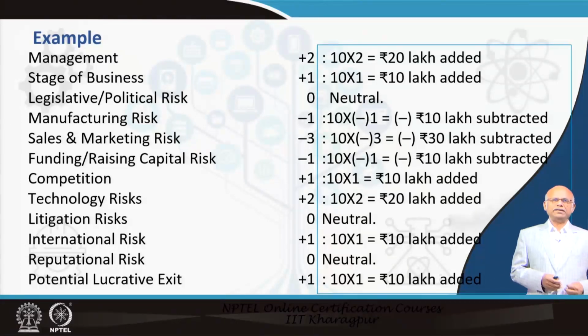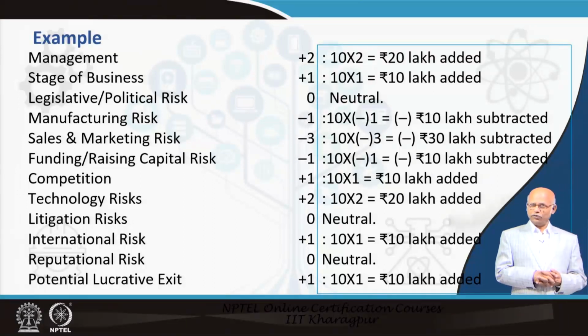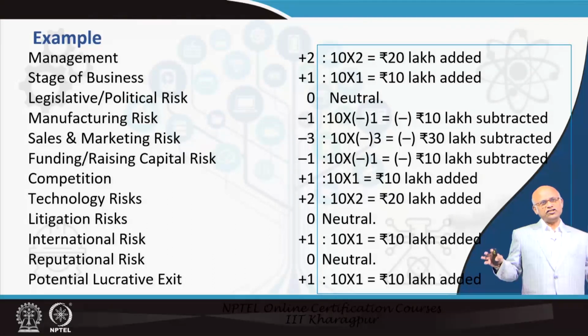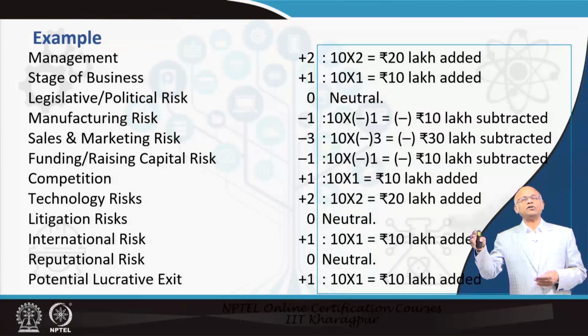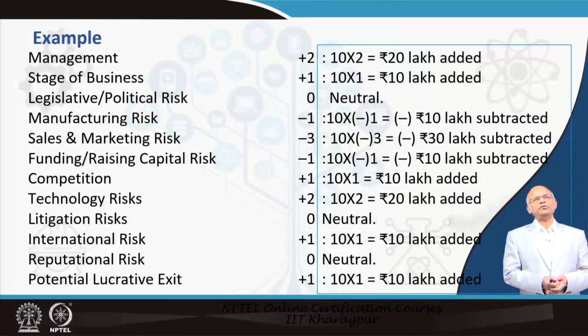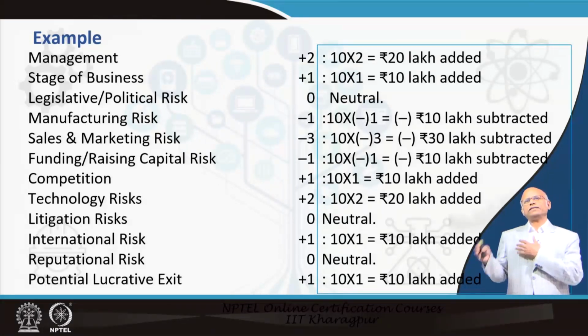Now, look at this example. Say for a particular company you think that management is doing quite good, meaning they are balanced. There are some engineers, a management graduate and they have experience credentials. So, you assign +2. Every value will be multiplied by 10. So, 10 into 2 becomes 20 lakh. Suppose state of business is kind of okay. So, you assign a +1, it becomes 10 lakh rupees, you add to the pre-money value. Legislative, political risk, suppose it is neutral, there is no political risk. So, do not assign any value.